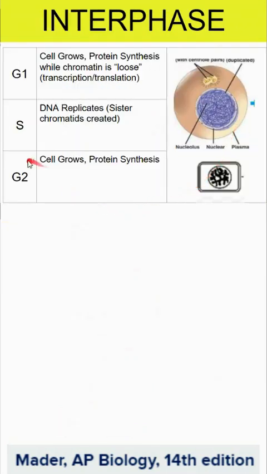So as we go into this a little bit more, again, in the G1 phase, the cell is growing, the chromatin is loose, transcription and translation are happening, protein synthesis is occurring, and the S phase is when the DNA replicates. So that's where we get our sister chromatids, and even though it's loose, it's still going to have an extra copy of all of the chromosomes. At the G2 phase, the cell is going to continue to grow, continue to exist, and the protein synthesis happening during the G2 phase is to create the proteins necessary for division.